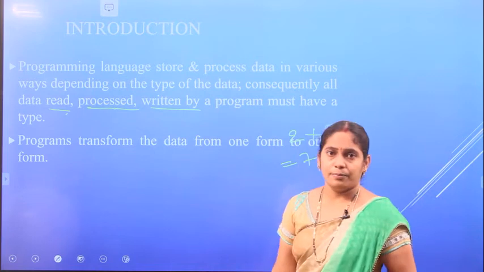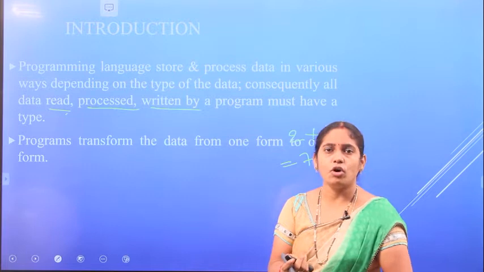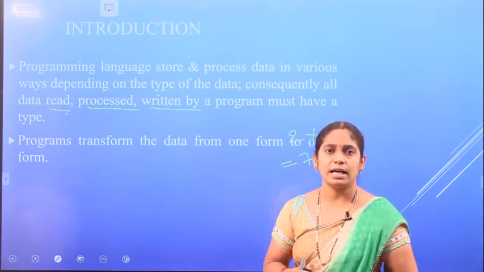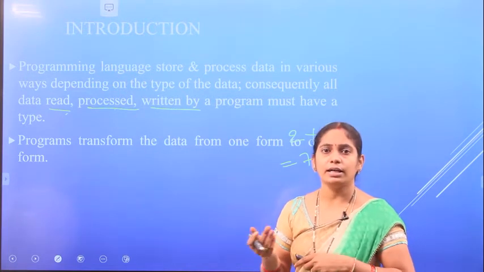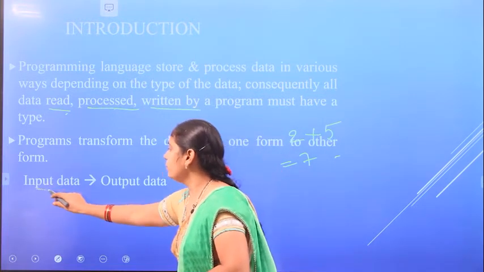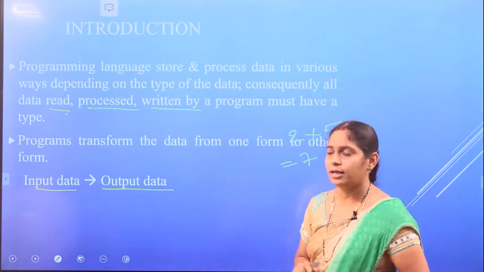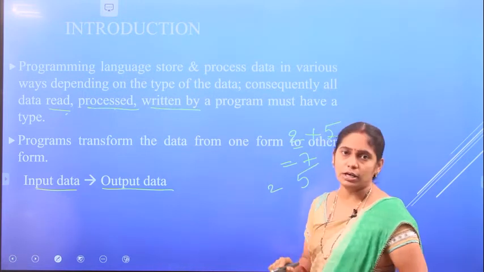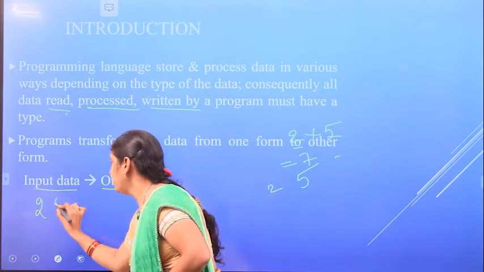The program converts input data, the data we considered, into another form. One form of the data is converted into another form. The input is converted into output. What is an input we considered? The input data is transformed into output data. What is our input here? 2 and 5. In our previous example, we have taken two values, 2 and 5. That is nothing but our input.